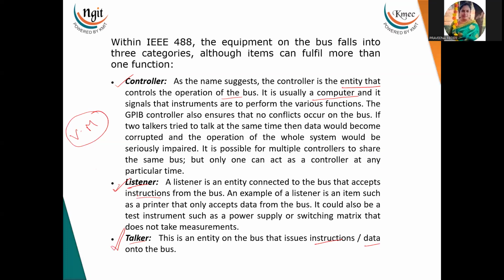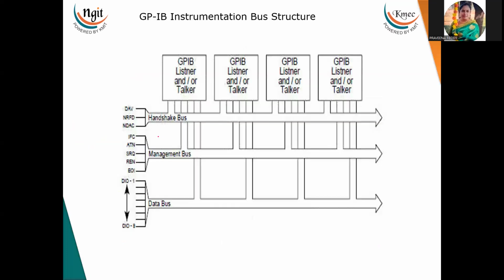Now we will see the structure. GPIB instrumentation bus structure. Now this is the bus. So total 24 lines are there. In those 24 lines, 3 lines are the handshaking bus signals, 5 are the management bus signals, 8 are data lines, and 1 is a shield. Shield is nothing but the case, the outer covering of the material, so it is connected to that. So 1 is that, and all the remaining are ground pins. Among them, 1 ground pin is a digital ground.